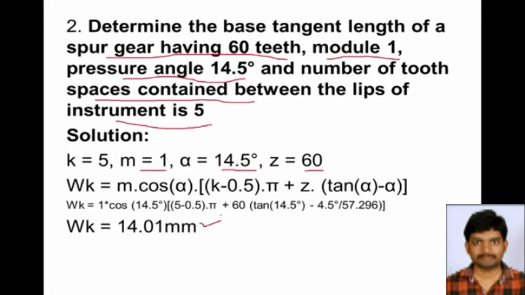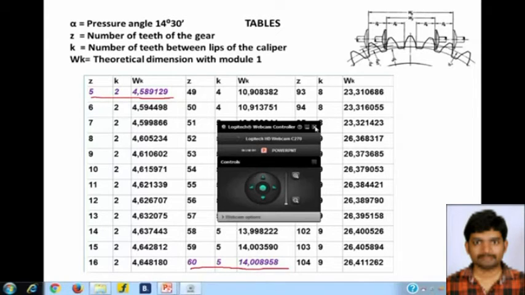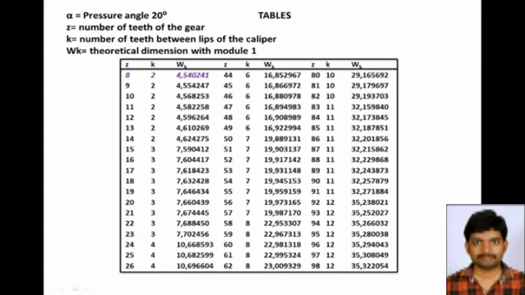So similarly we can find these Wk values by using the tables also. If z is equal to 5 and k equal to 2, then we can automatically take this value from this table. So see this, 4.589129, that means 4.59. I hope everyone understands these two problems, and the answers to these two problems are also referred to in this table.